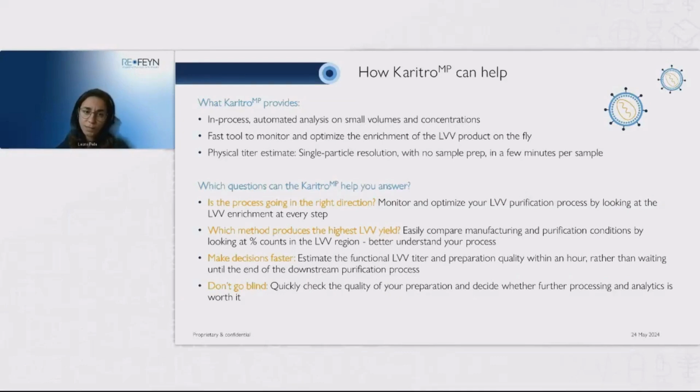Because you can monitor and optimize the lenti purification by looking at the lenti enrichment at every step. You can compare methods and understand which one gives you the highest lentivirus yields, and therefore you can better understand your process. You can make decisions faster by estimating the functional lentivirus titer and the quality of the prep within an hour instead of waiting until the very end of production and much more time-consuming analytics. And it allows you, again, not to go blind because you can quickly check the quality of your prep and then decide what to do next.